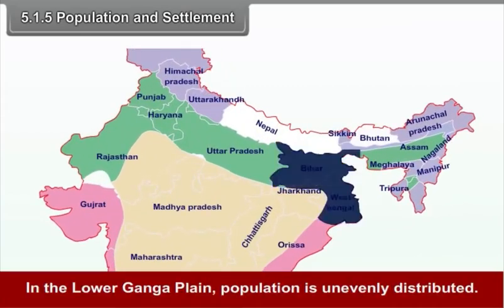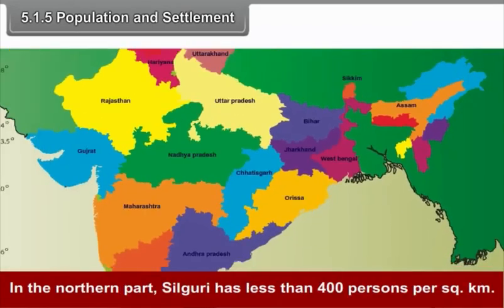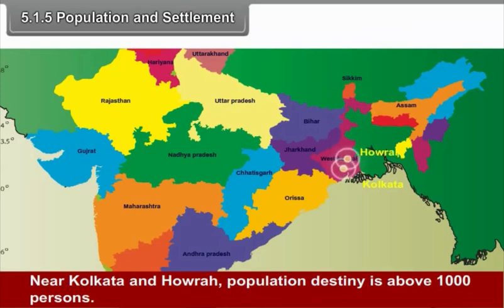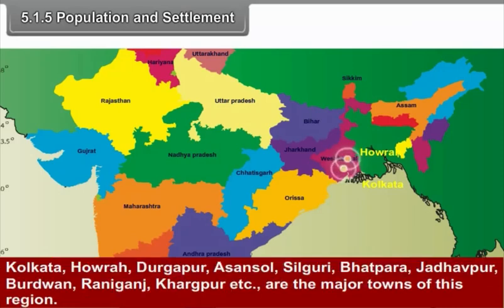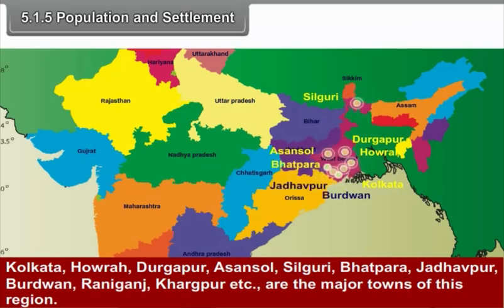In the Lower Ganga plain, population is unevenly distributed. In the northern part, Siliguri has less than 400 persons per square kilometer. Near Kolkata and Howrah, population density is about 1000 persons. Kolkata, Howrah, Durgapur, Asansol, Siliguri, Bhatpara, Jadavpur, Burdwan, Raniganj, Kharagpur, etc. are the major towns of this region.